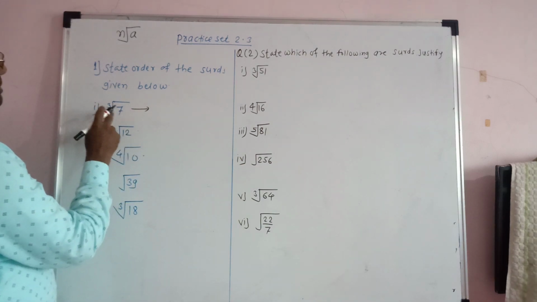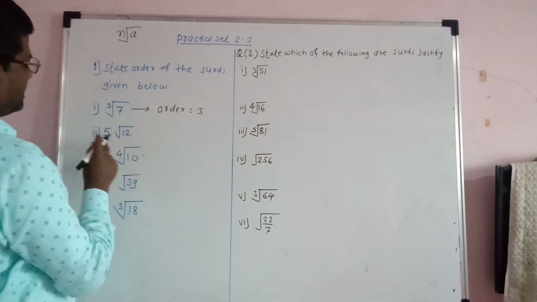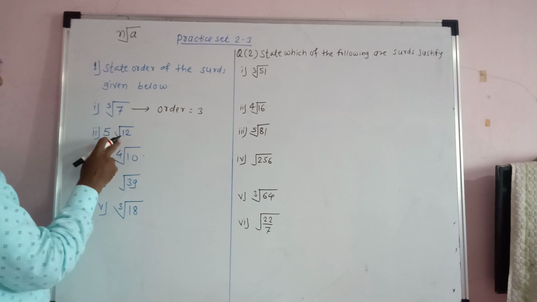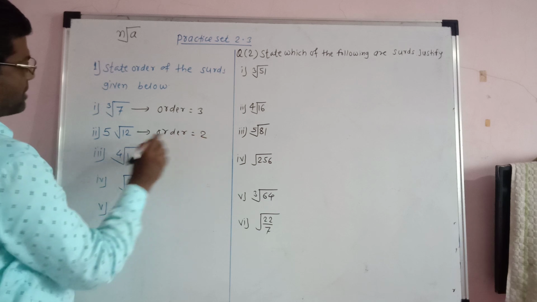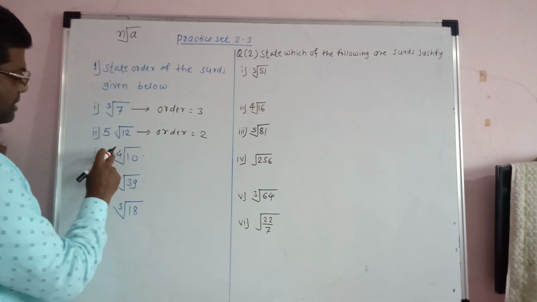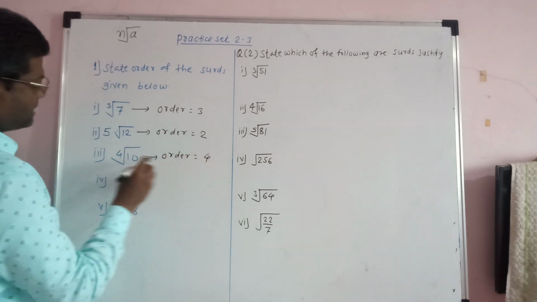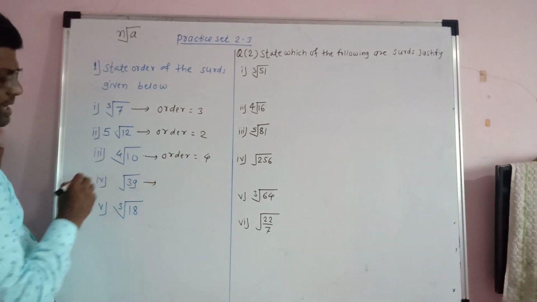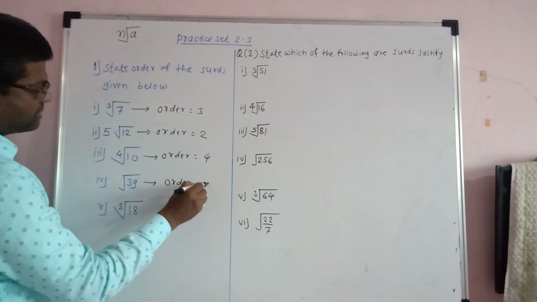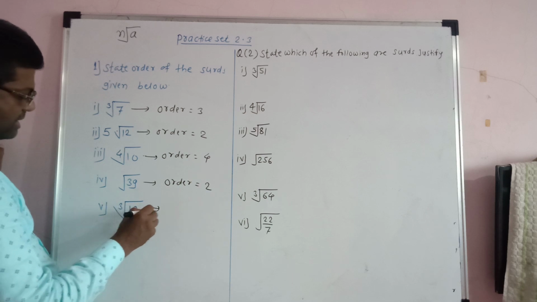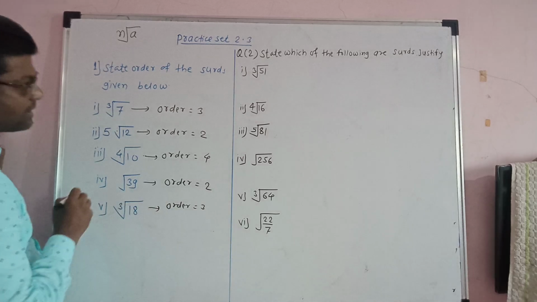For example, cube root of 7, therefore order is equal to 3. 5 into square root of 12. Square root has the order 2, therefore order is 2. Fourth root of 10, order is equal to 4. Square root of 39, square root always has order 2, order is equal to 2. Cube root of 18, order is equal to 3.